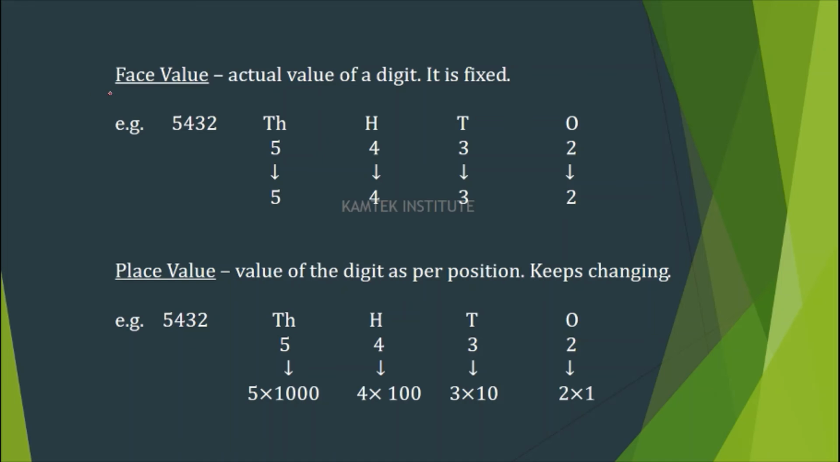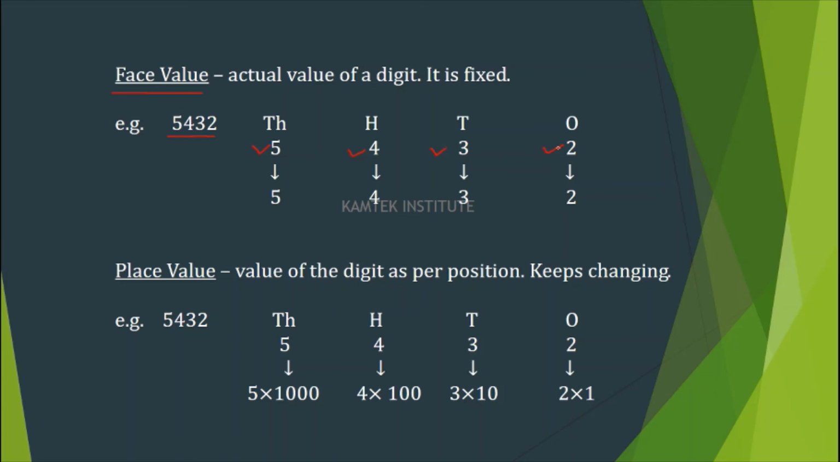Next we come to the face value. The face value of a digit in a number is the value of the digit itself. It does not change with position. Let us take the example of a number 5432. Here we'll see that 5 is placed in the 1000th column, 4 is placed in the 100th column, 3 in the 10th column and 2 in the ones column.